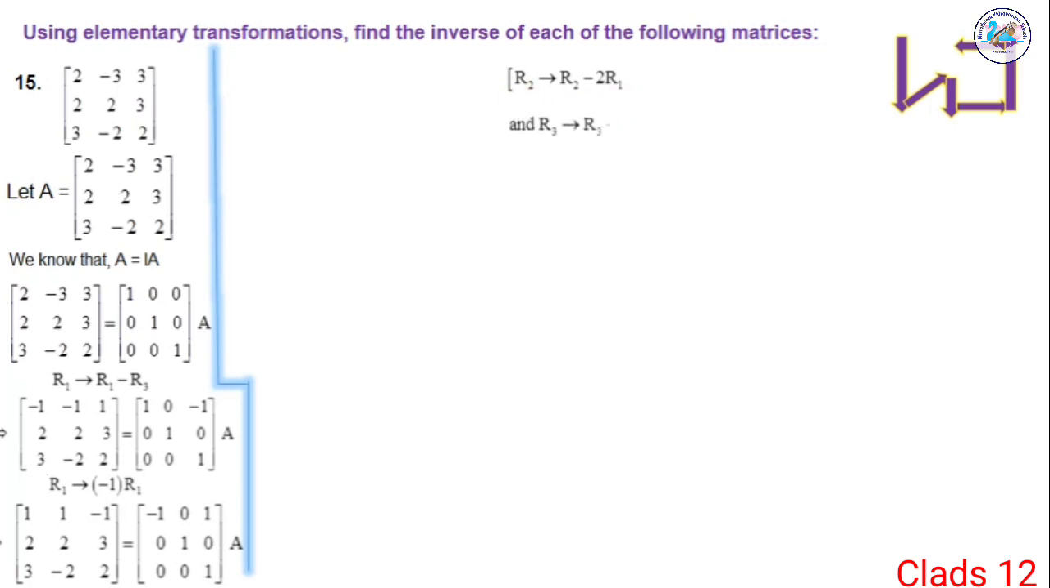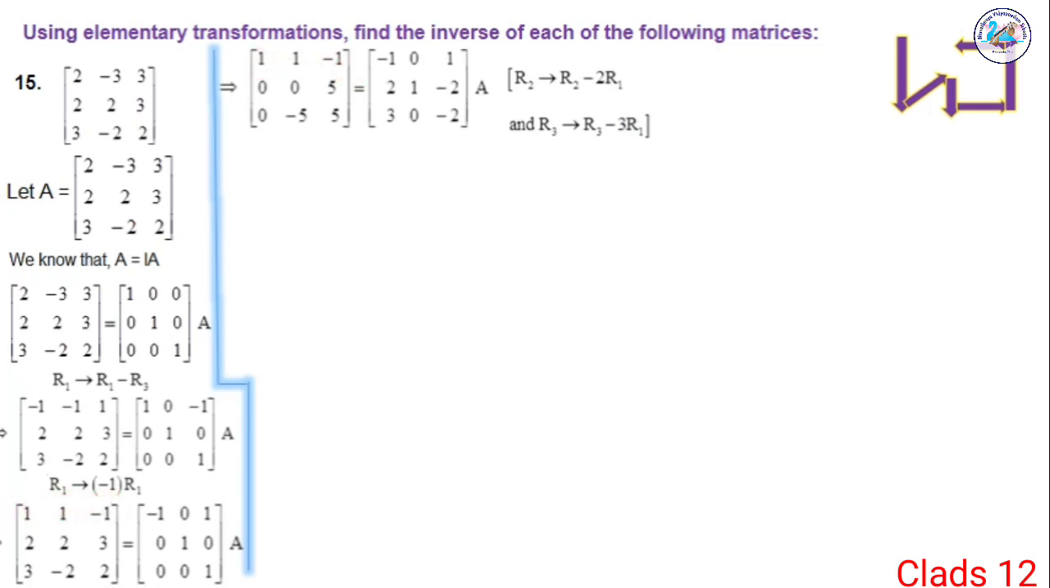Another operation: the third row, first element is 3. So if I subtract 3 from 3, 3 minus 3 means 0. How will I get 3? I just multiply 3 with 1. So 3 minus 3, that is R3 minus 3R1. That is the operation. After doing the operation, R1 remains the same.